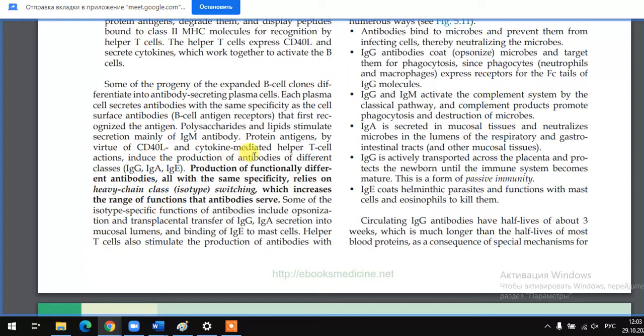But later, when the helper T cell is attached to this MHC2, it can stimulate the B lymphocytes to produce IgG, IgA, and IgE. But it requires time. Activation by T lymphocytes requires time, and that's why this process is expressed a little later, so it's postponing, and that's the fate of vaccination. That's why we need vaccination.